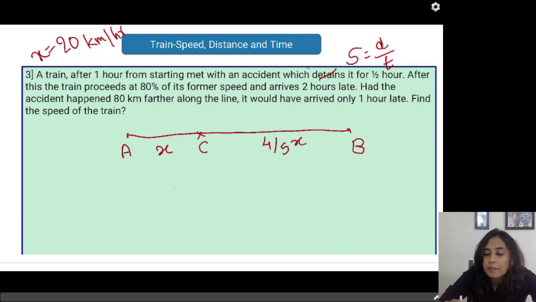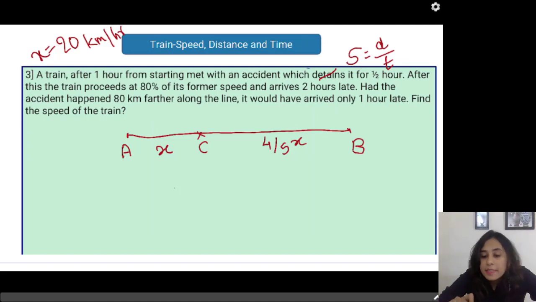And then it is arriving 2 hours late. So it is taking 2 hours more than the normal time. Now what happens if at all the accident happens 80 kilometers from point C? So if the accident happens at point D instead of C, which is 80 kilometers away.